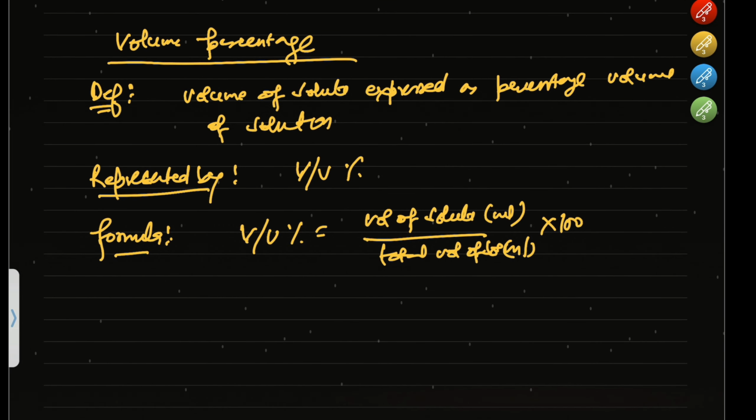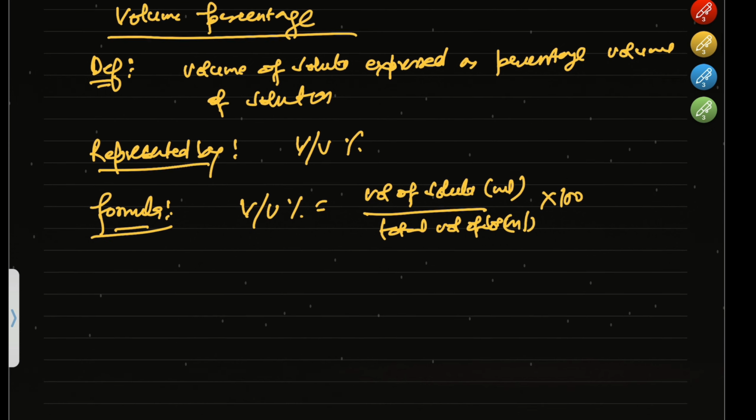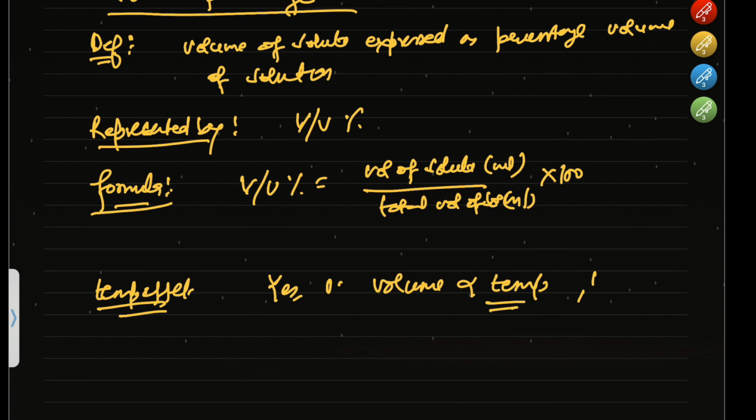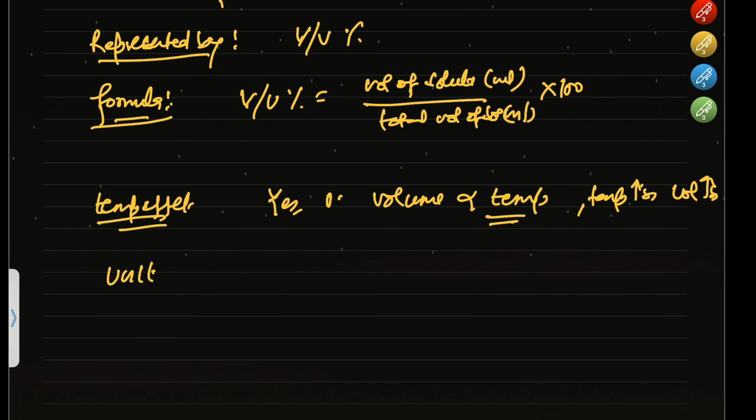Okay, this is the formula. As for the temperature effect, yes, volume is directly proportional to temperature. Temperature increases, volume increases. Unit: unitless, because it is a ratio of volumes.